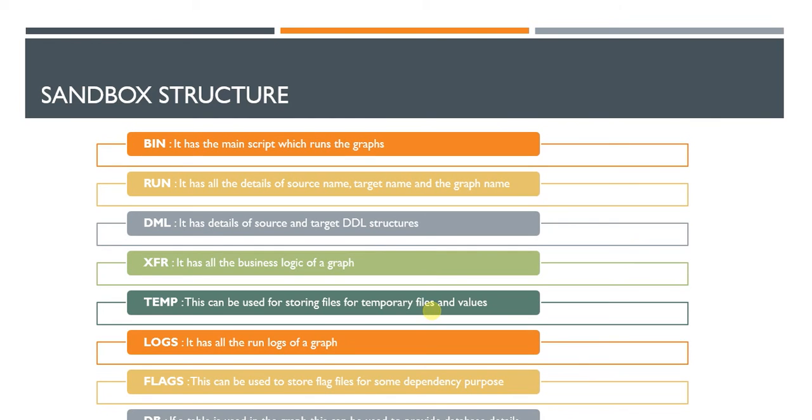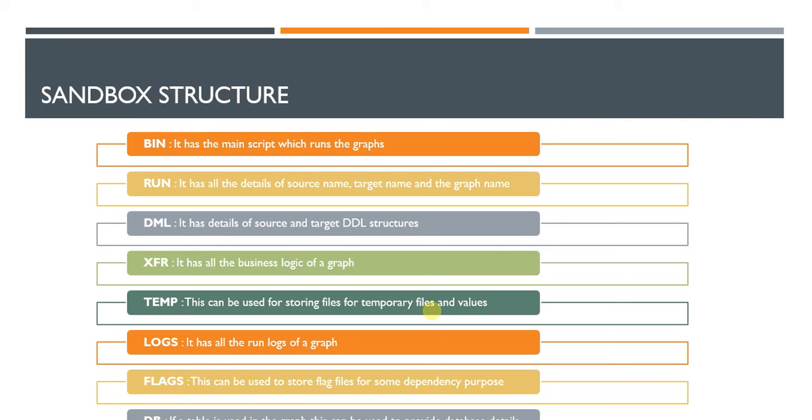So bin has the main script which calls all the graphs that are designed in the Ab Initio GDE. And run is a file where it has all the details of what is the source, what is the target, what is the Ab Initio graph that needs to be executed to load the data into the data warehouse, and what is the business logic that needs to be referred.